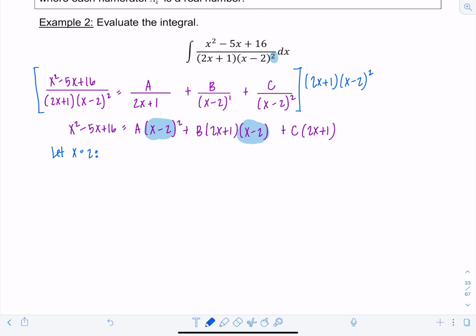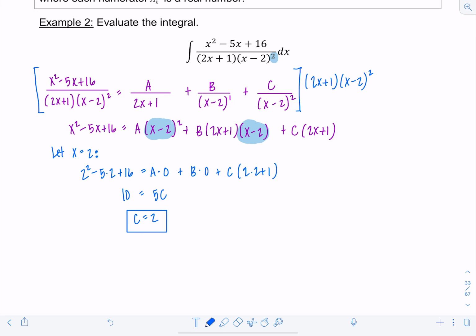So on the left-hand side, I'm going to have 2 squared minus 5 times 2 plus 16 equals a times 0 plus b times, who cares what 2x plus 1 is going to be? It's b times 0. That's all I care about. Plus c times 2 plus 1. All right, so on the left-hand side, we've got 4 minus 10 plus 16, that's 10, equals, a is gone, b is gone, I have 5c. So bam, I know right off the bat, c is equal to 2.